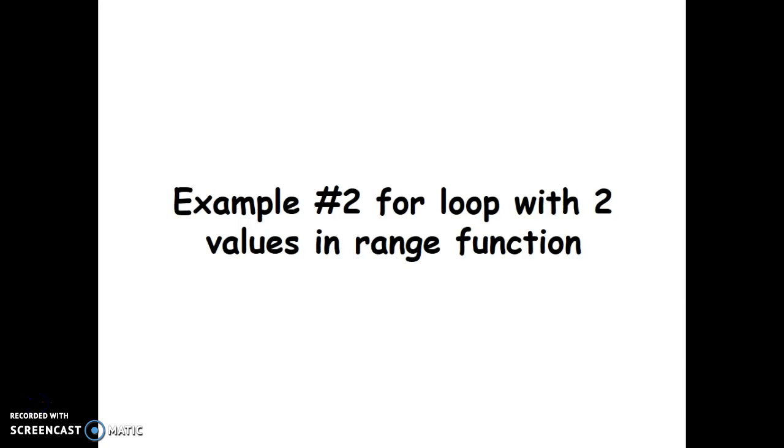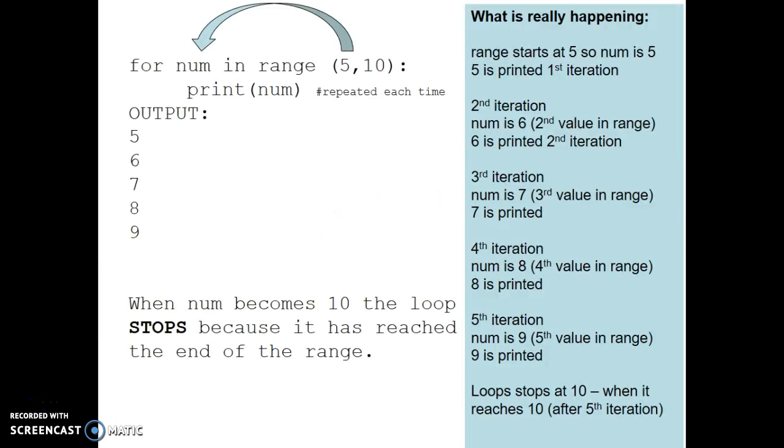Now let's look at an example where we've got two values in the range. Here we start out with 5. Now when you put two numbers inside of the range, your first number is going to be your starting value, and your second number is going to be your limit. So in this case, you see we start at 5, and 5 is going to be printed on the first iteration. Then we add 1 to 5 and become 6.